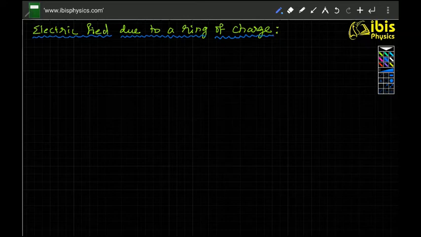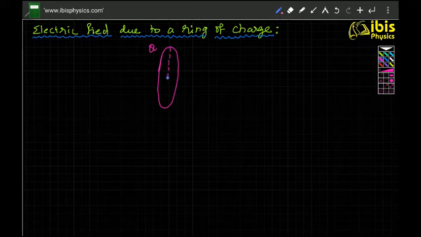Due to a ring of charge at different points. Here what we are going to focus on is the electric field due to a ring of charge at different points. If there is a ring and the ring is given a charge q, the total charge on the ring is q, and the radius of the ring from the center is r.